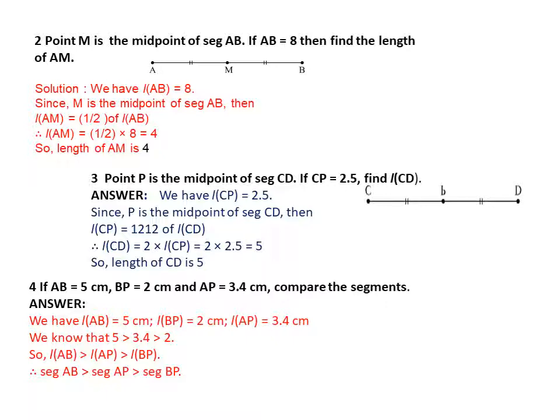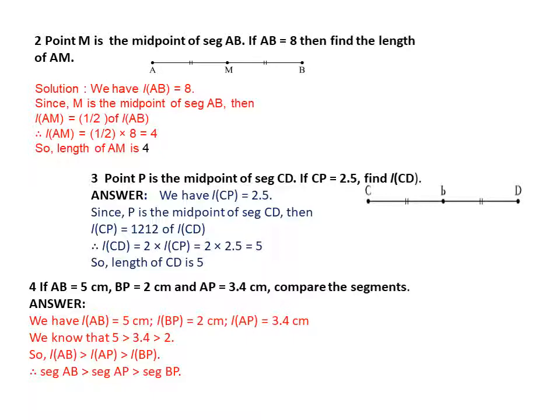Now, the third sum they have given here. Point P is the midpoint of segment CD. If CP is equal to 2.5, find length CD. Now see here, earlier the total segment length was given and we calculated the half part. Here they have given it the opposite way. They have given CP, the half part, and we want to find the full part.